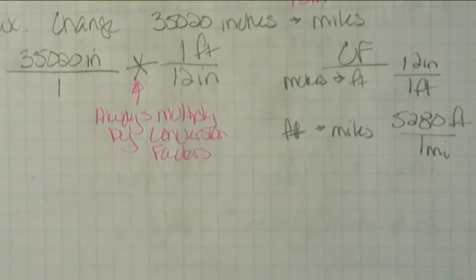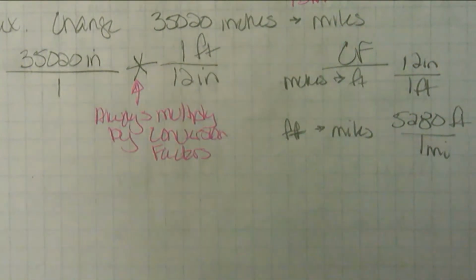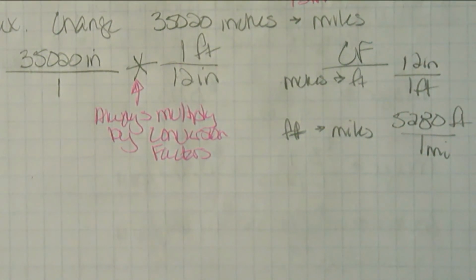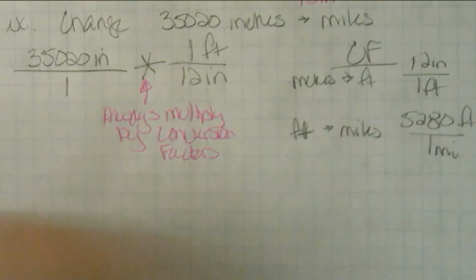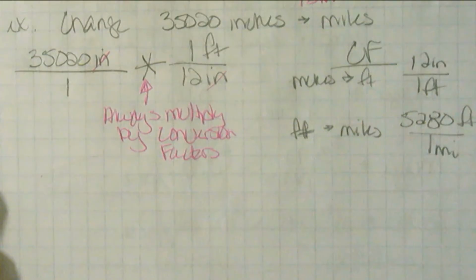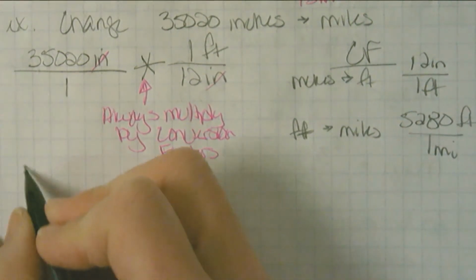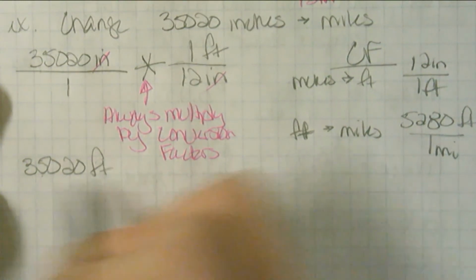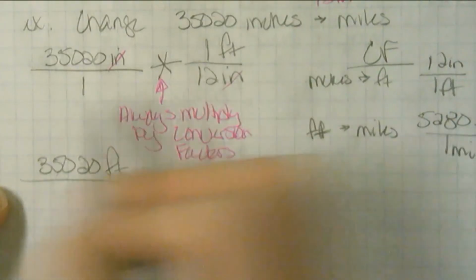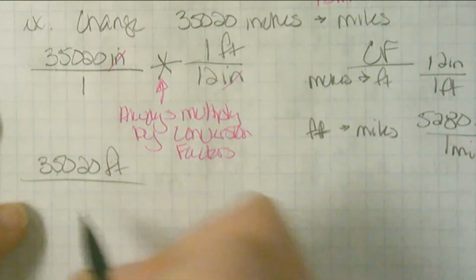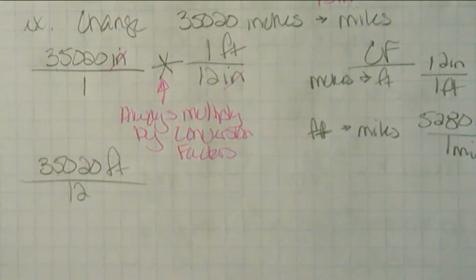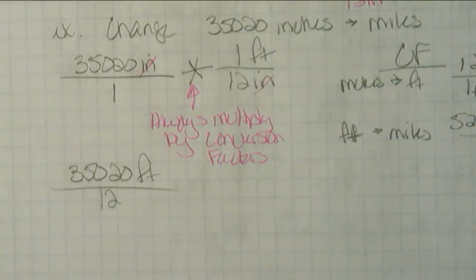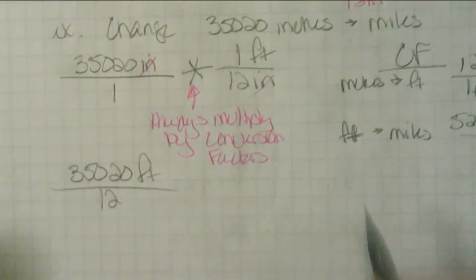Please put units on these. How do I know that I set that up right? Yep, my inches divide out. Now, I have 35,020 times 1 foot. Multiply my numerators, multiply my denominators. 1 times 12 is just 12. I'm going to leave it like that for now, and then I'm going to finish.